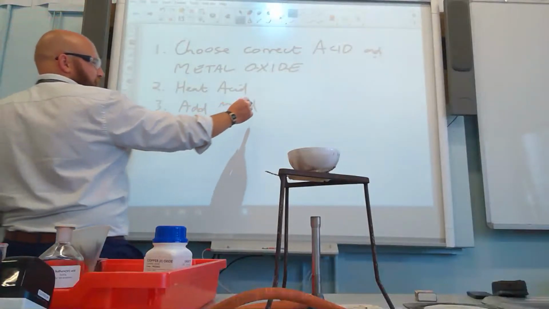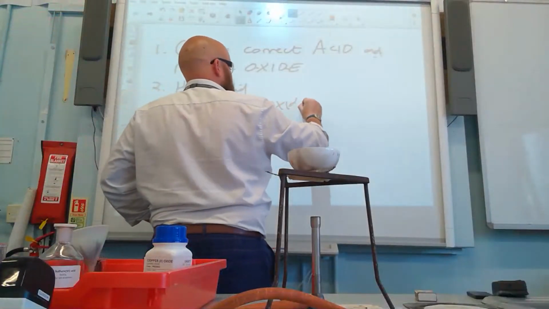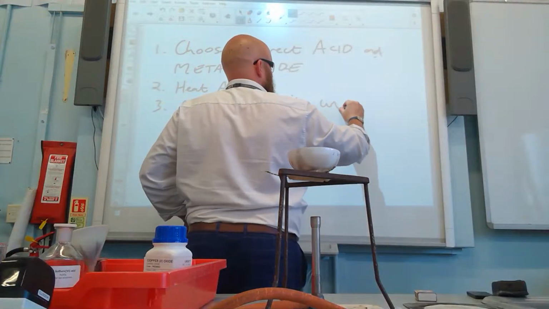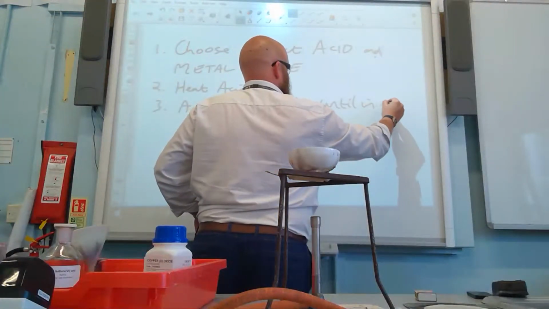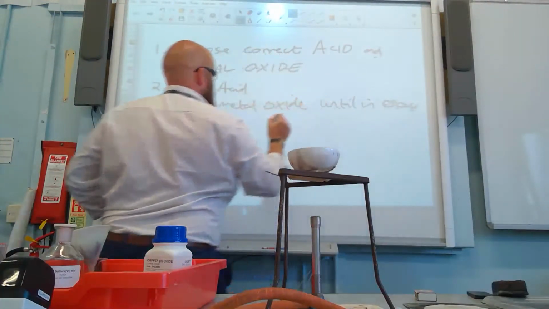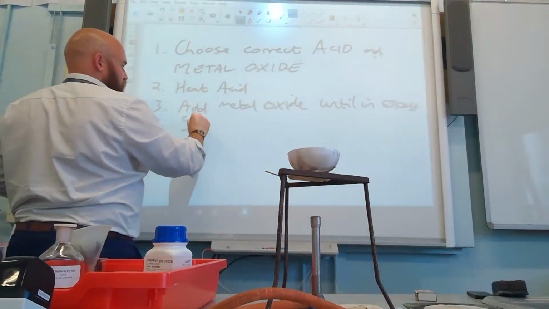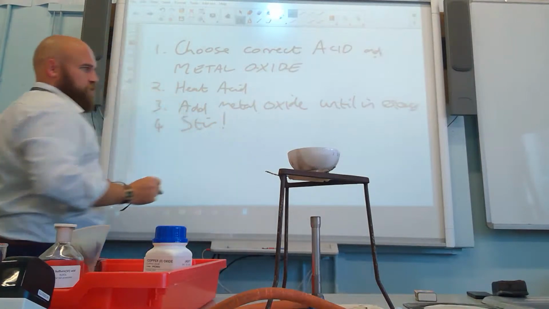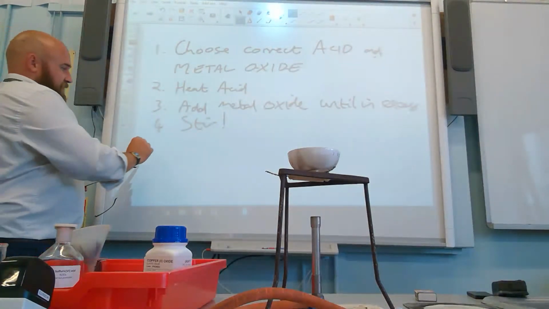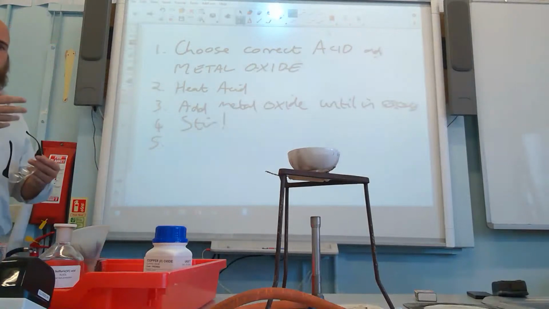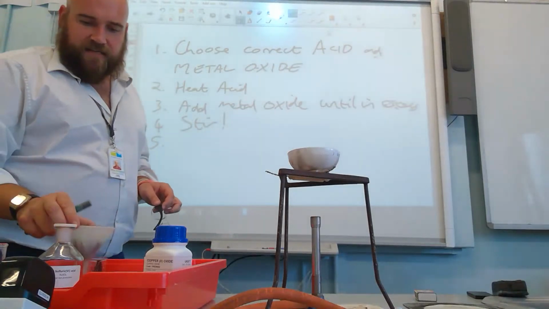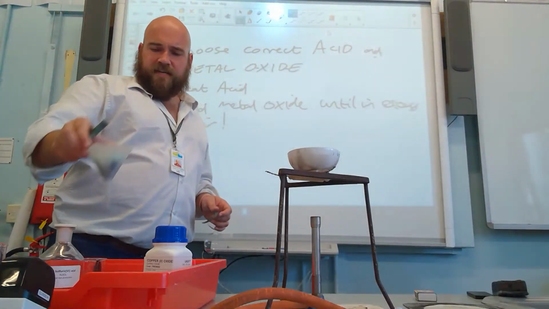So add metal oxide until in excess. Okay. Key thing as well is in between that step, stir. Stir is a crucial one. Okay. Next key step, what did I do then? All right, once I've got the excess oxide, I think I did this thing then, didn't I? I filtered it.